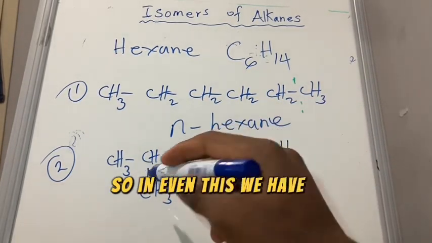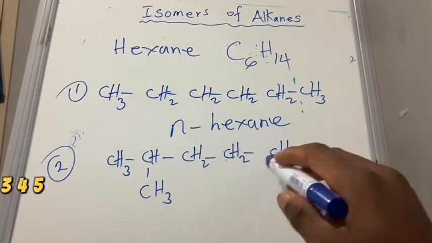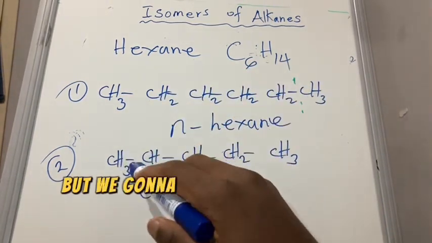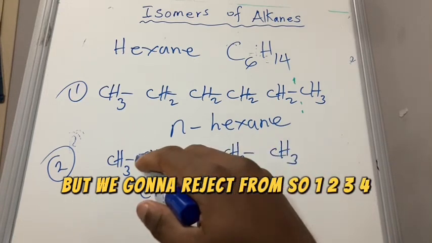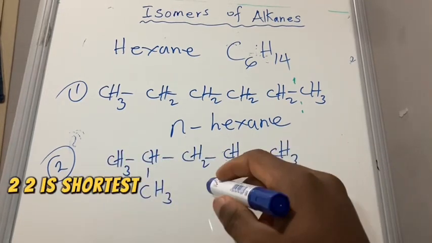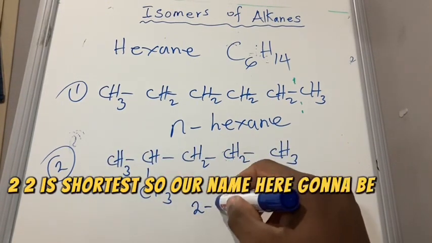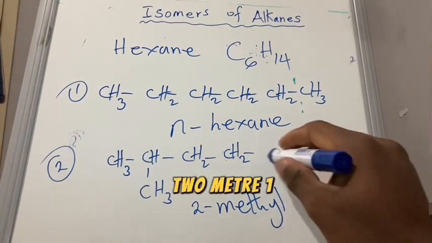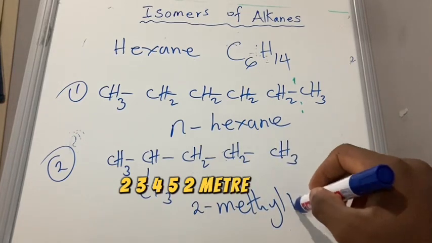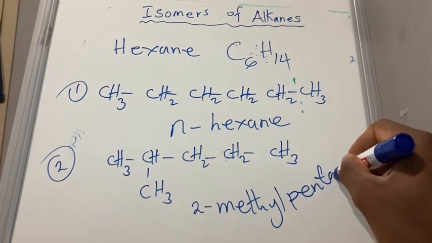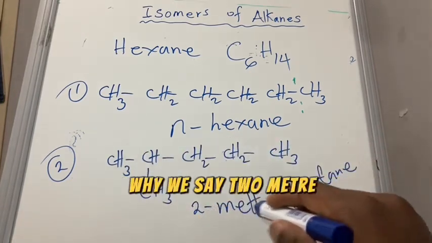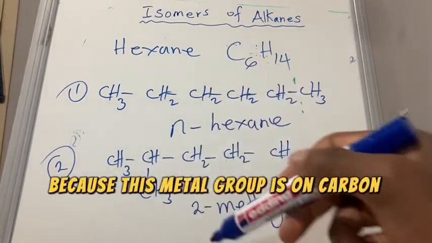So in naming this, we have 1, 2, 3, 4, 5. Initially, this is the parent name, pentene, but we're going to check from 1, 2, 3, 4, and 1, 2. 2 is the shortest. So our name here is going to be 2-methylpentene. Why do we say pentene? Because the parent name is pentene. Why do we say 2-methyl? Because this methyl group is on carbon 2.